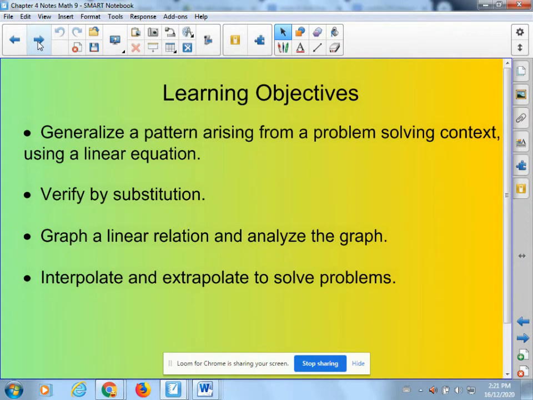So at the end of this unit, you should be able to generalize a pattern arising from a problem-solving context using a linear equation. You should be able to verify by substitution, and you should graph a linear relation and analyze the graph, as well as interpolate and extrapolate to solve problems. If there are any of these words that you still don't know, that is okay. We're going to be learning them as we go in this unit.